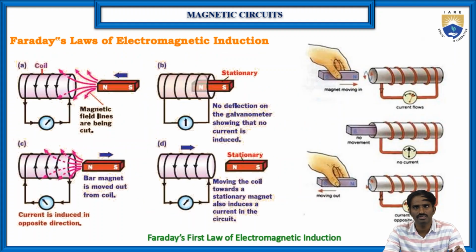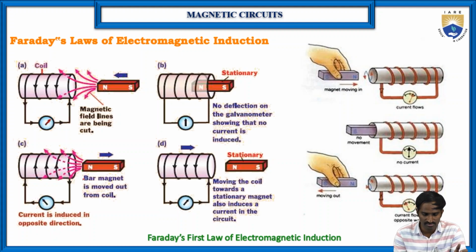From this circuit you can clearly observe, in the first case, figure A, there is a coil and you are moving this magnet towards the coil. Of course there is a change in the magnetic field, and because of that you will get a current. An EMF is induced in that coil, and if you close the coil circuit, the current will flow through that coil.